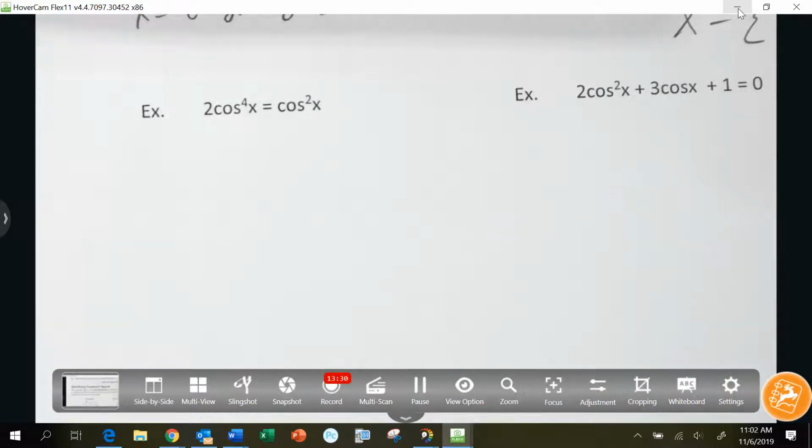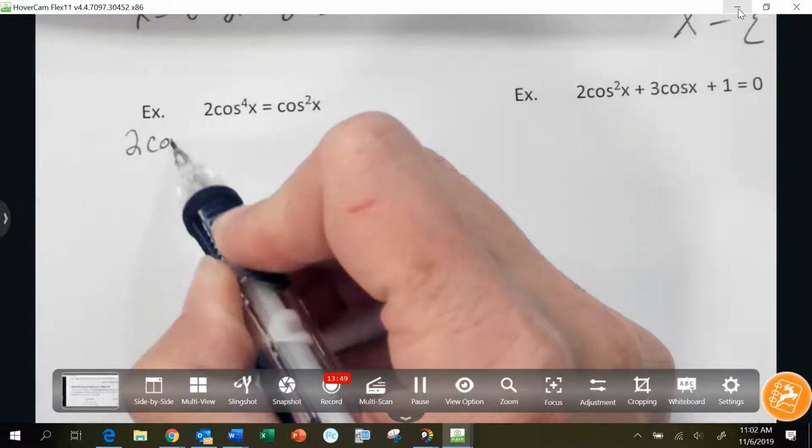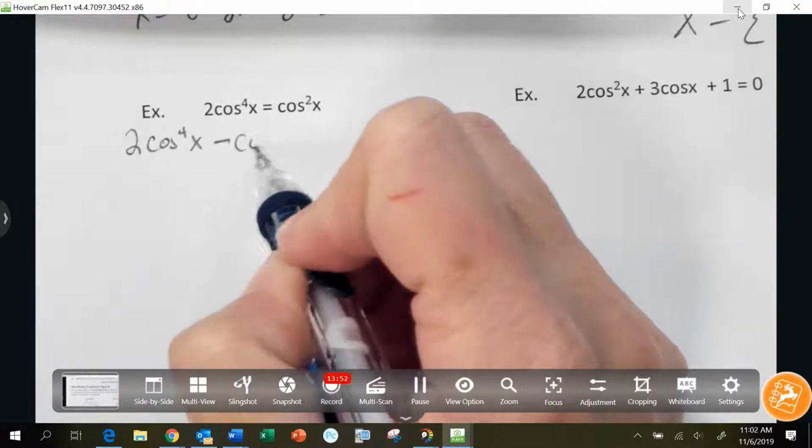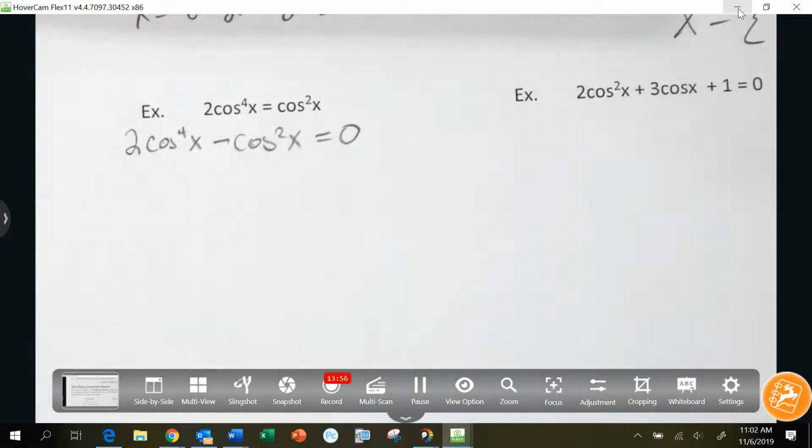2 cosine to the 4th x equals cosine squared x. Subtract cosine squared x? Why? Because it has to equal 0 before we do anything. Before we do any factoring, I should say. Okay. So I subtracted that. You start thinking about your rules for factoring.